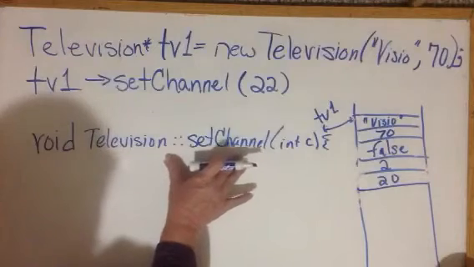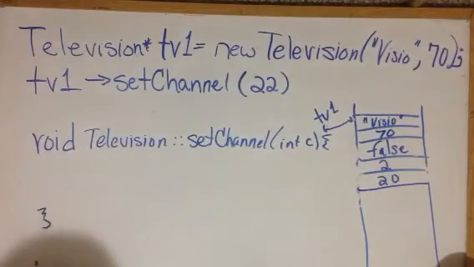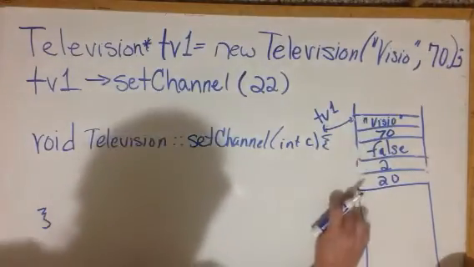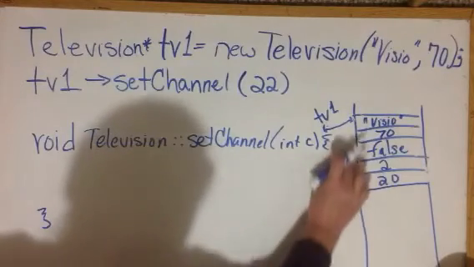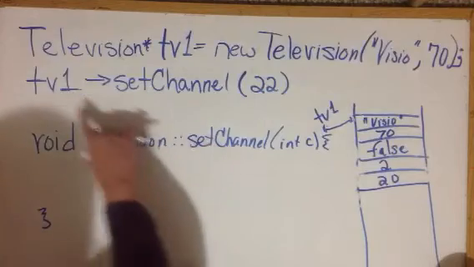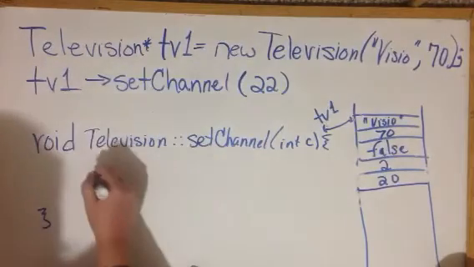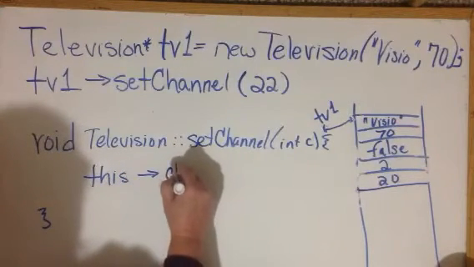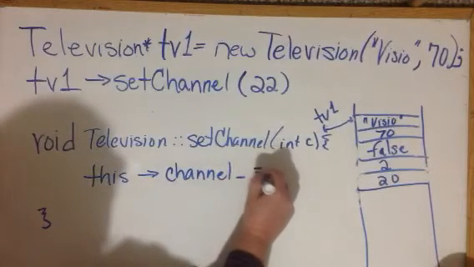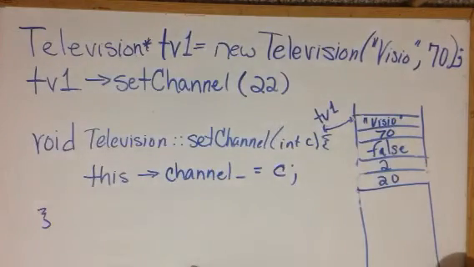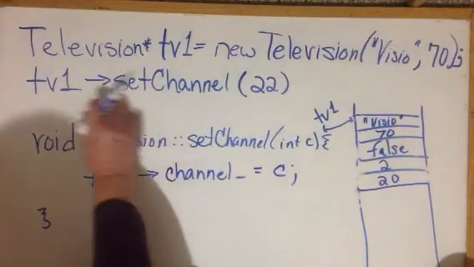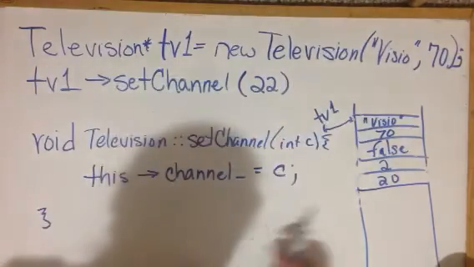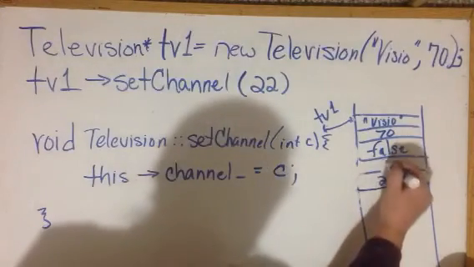So what do we want to do in set channel? Well, we want to change the channel for an object instance that we've created. Well, we can refer to the one that we're calling it on, TV1. The one that we're calling it on is this. So we can say this channel is going to be set to that C that we passed in. And so it will say, okay, well, it's calling on TV1. TV1 is this object. So TV1, the channel, is going to be changed to 22 here.